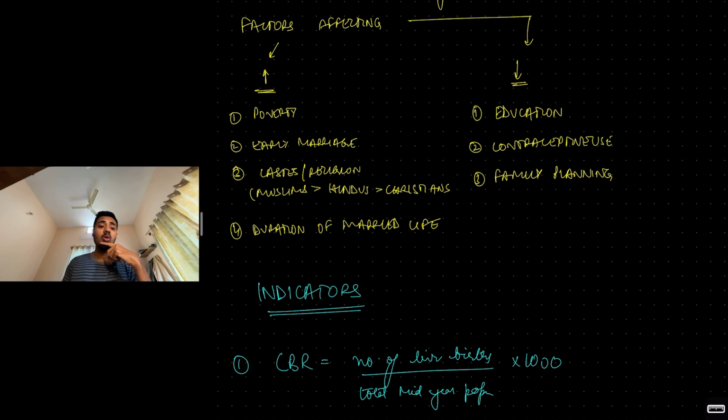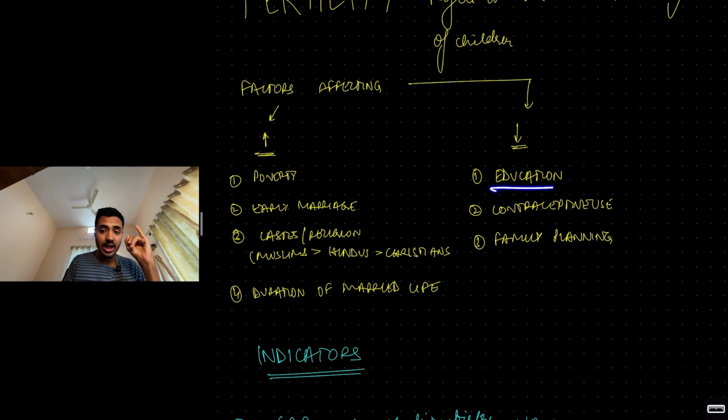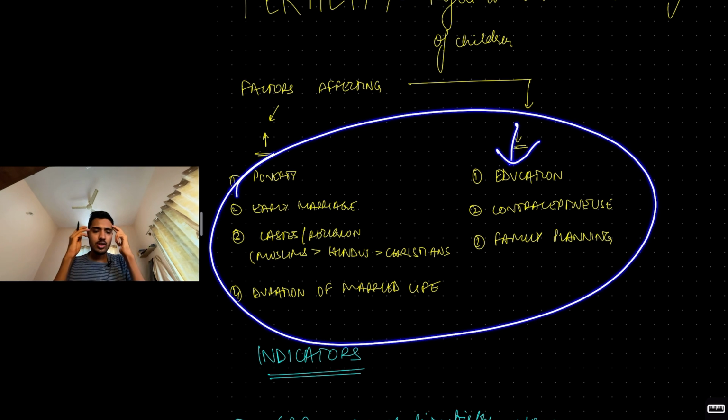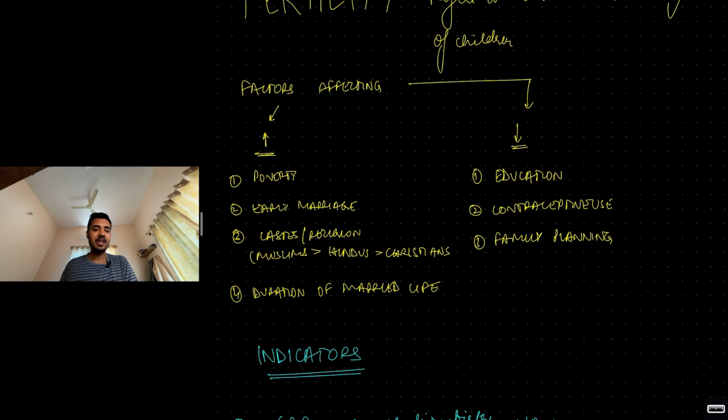What reduces fertility? Education. People are educated that two children are enough. That's good. Contraceptive usage reduces fertility. Family planning. Okay, we want to have two children. We want to have three children. All these will reduce fertility. So these are all just basic social science for factors affecting fertility.